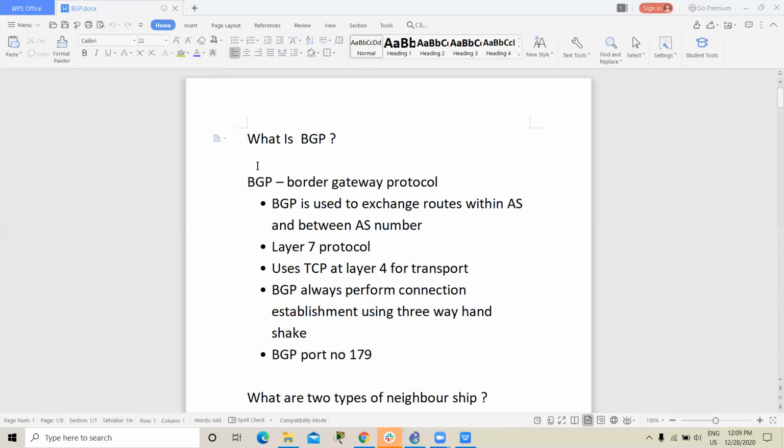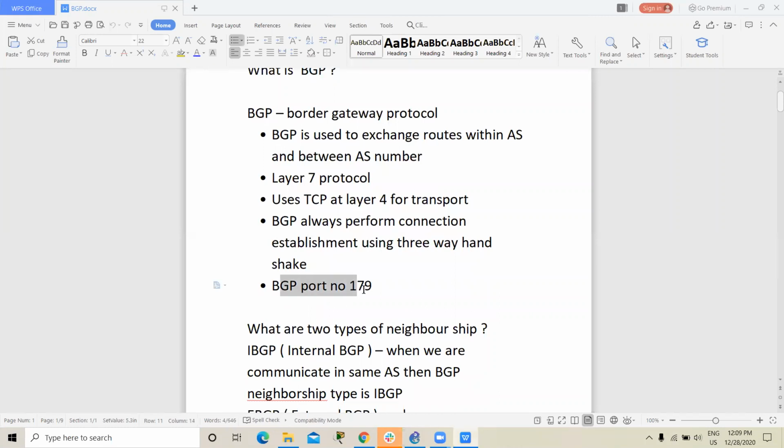So today's topic is BGP, Border Gateway Protocol. BGP is used to exchange routes within an AS and between ASes. BGP is a layer 7 protocol and uses TCP at layer 4 for transportation. BGP always performs a three-way handshake to establish the communication connection.